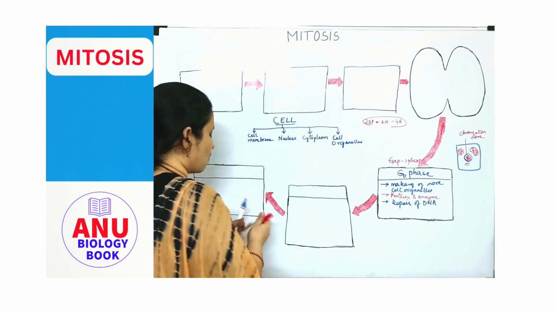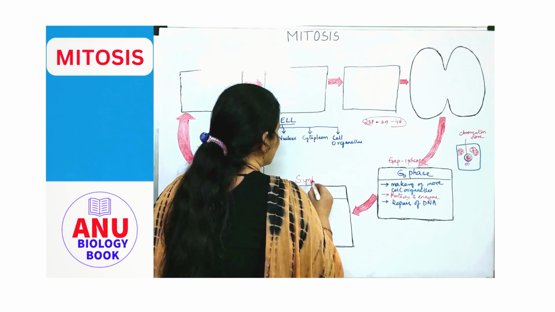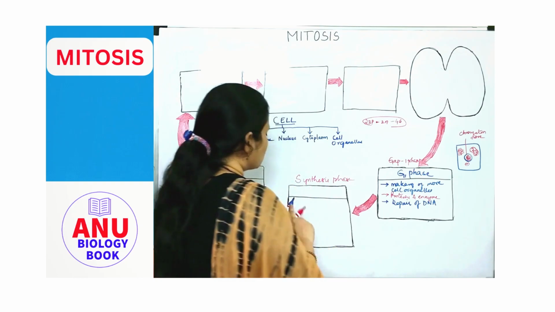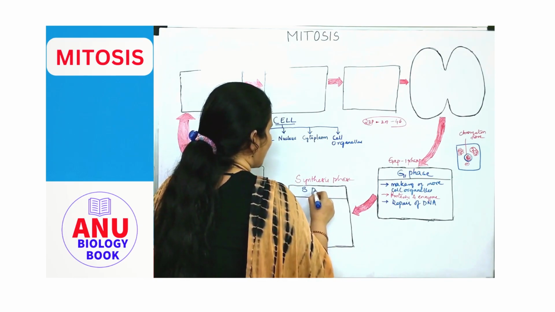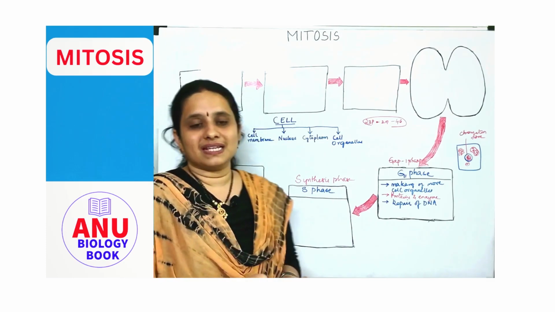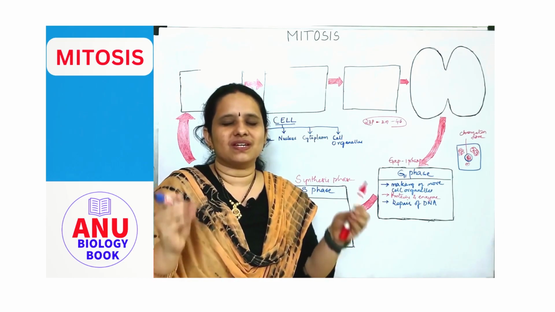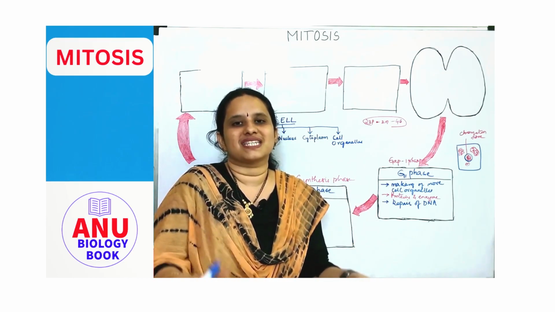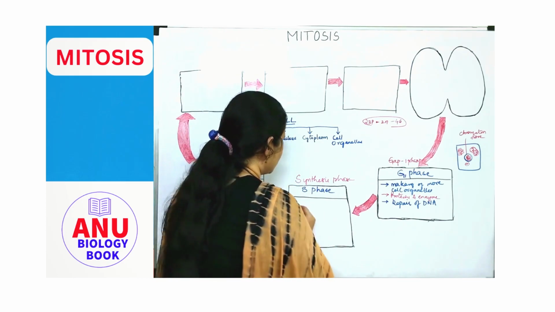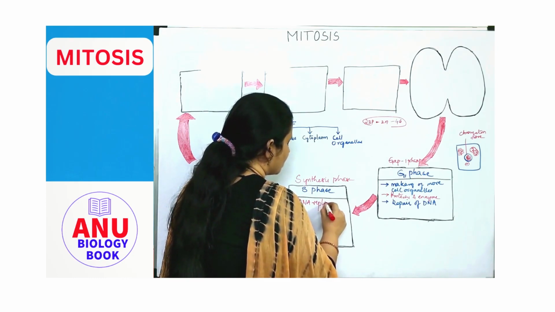What the next phase is called? The S phase. S phase is nothing but synthesis phase. So here we simply call it as S phase. In this S phase, mostly the synthesis of DNA takes place, which is a very important step in the process of cell division. So here the first step is DNA replication.